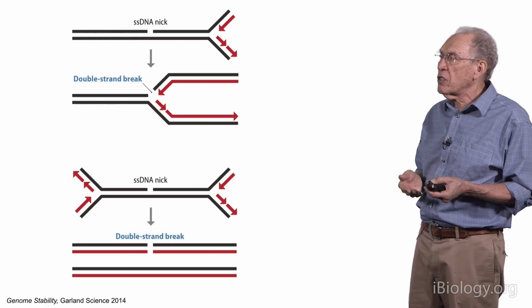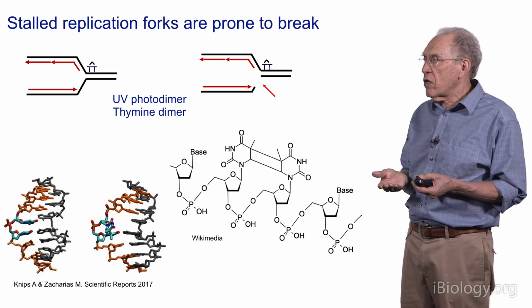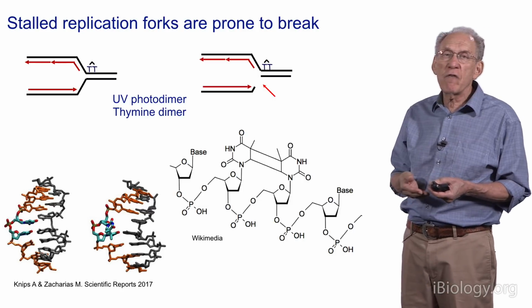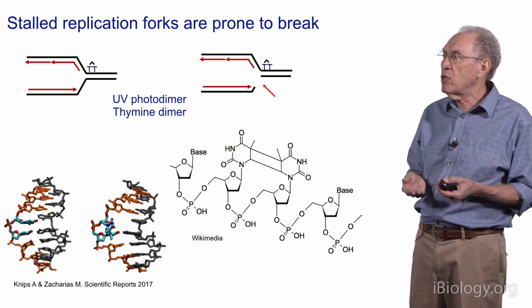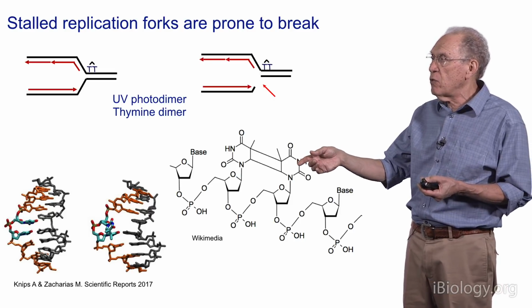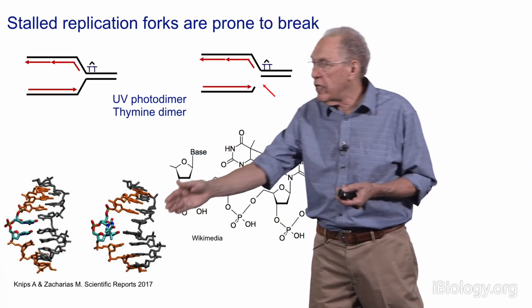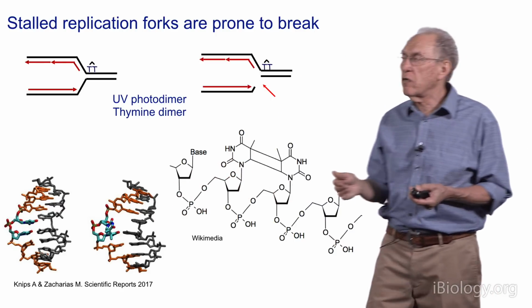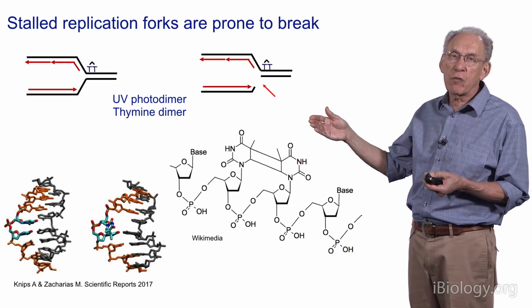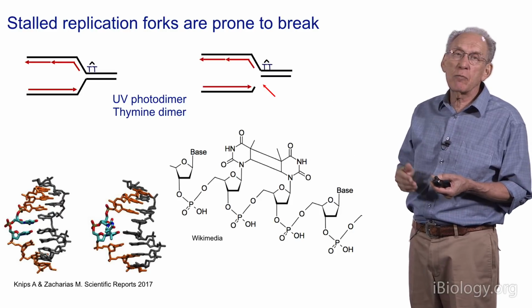But there are other sources of these breaks that I want to just mention. One is the consequence of UV exposure of DNA, which leads to the formation of cyclobutane dimers. Here, thymine dimers, where two adjacent thymine residues become covalently linked together. This leads to a really severe distortion of the double helix, and it prevents the normal DNA polymerase from going through this sequence. And that frequently, as you'll see, leads to breaks.